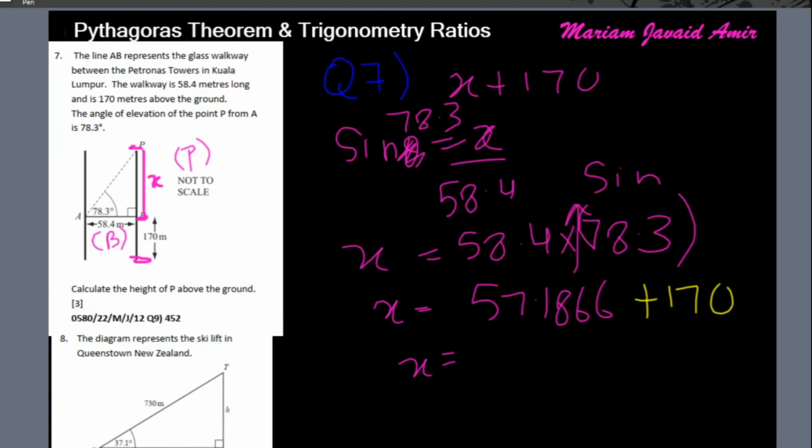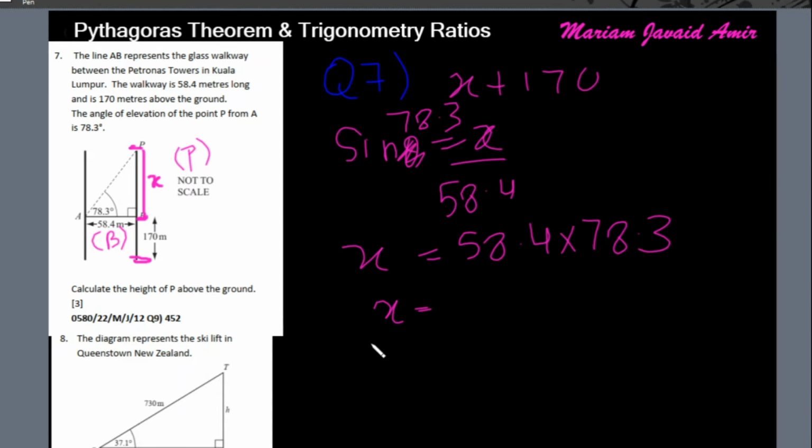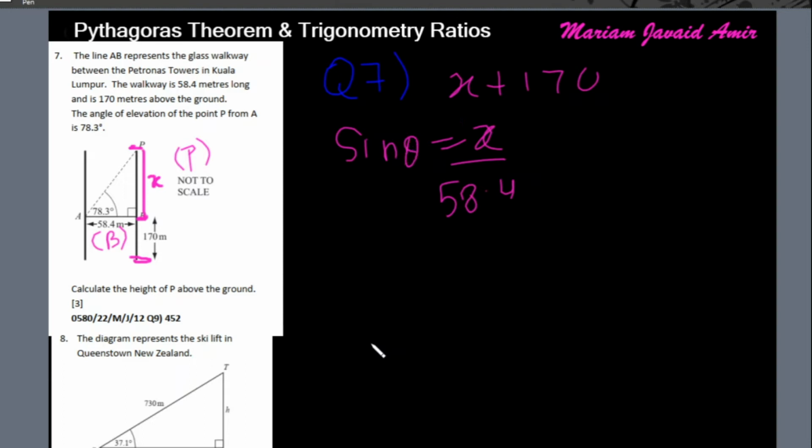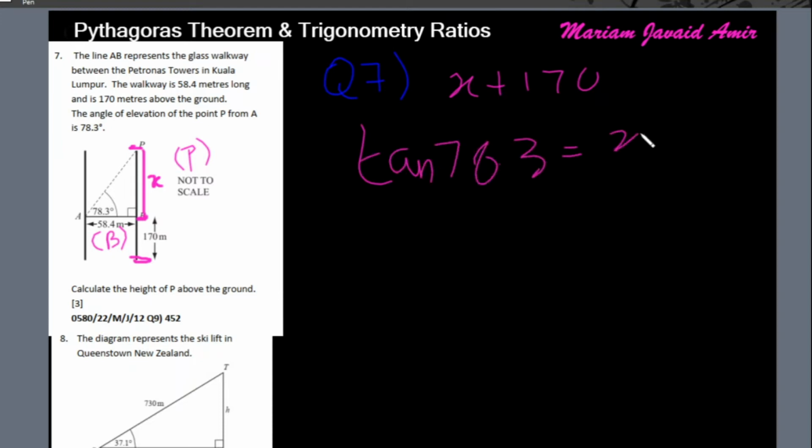Yes, because I wasn't supposed to use sine. I don't know why I ended up using it. We have the perpendicular and the base, and tan theta connects the perpendicular with the base, not sine theta. Sine theta connects perpendicular and hypotenuse, and we don't have the hypotenuse in this question, so we'll use tan theta. Tan 78.3 equals x over 58.4.